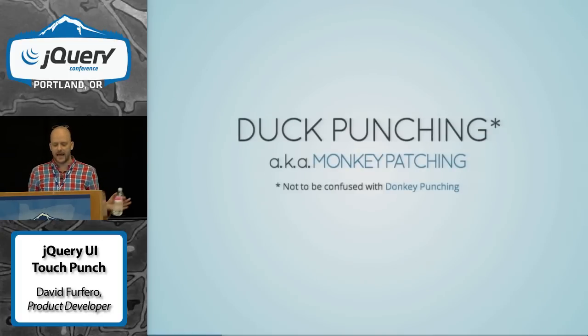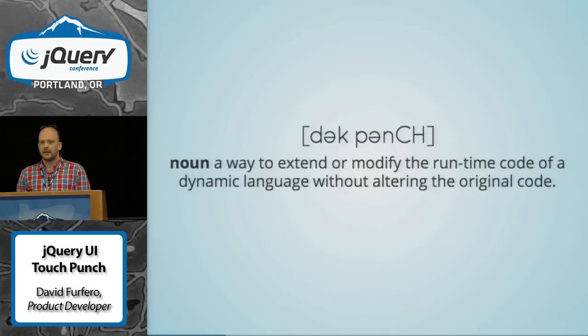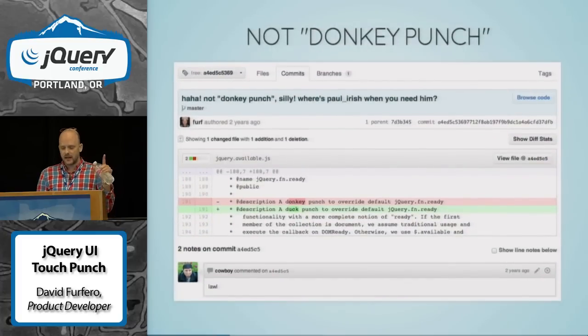Duck punching, AKA monkey patching, not to be confused with donkey punching. It's just a way to extend runtime code in dynamic languages without having to modify the original source code. But seriously, not Donkey Punch. I've made that mistake. In another library, I apparently Donkey Punched the code in. And yeah, where is Paul Irish when you need him?